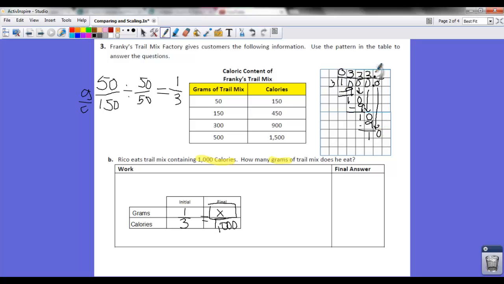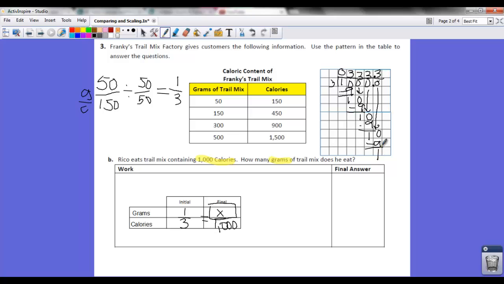The question says, if Fiona eats 75 grams of trail mix, how many calories does she eat? So how many calories will she eat? She will eat 225 calories. It's very important that you do not forget the units.